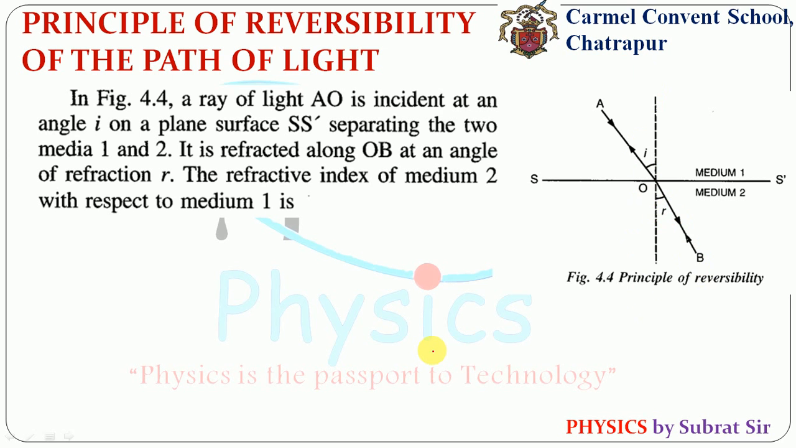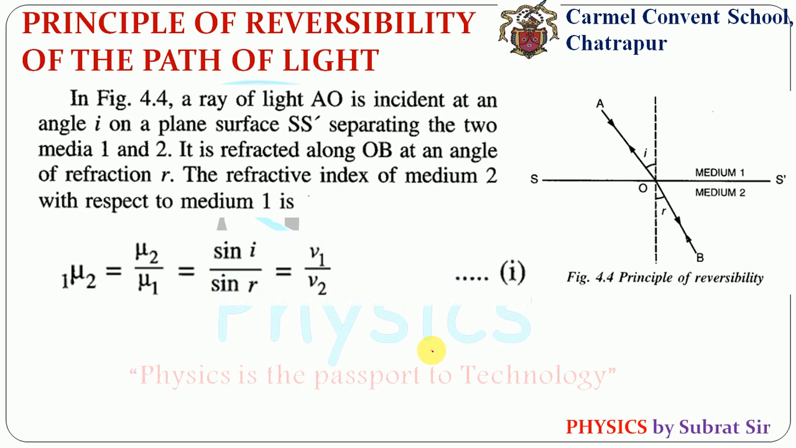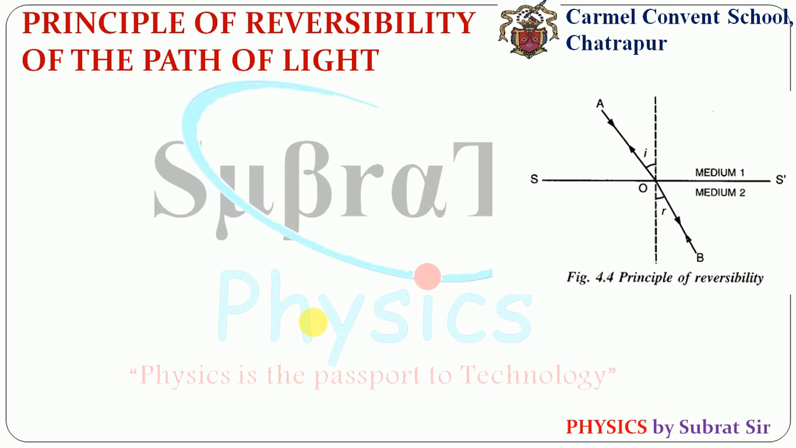So the refractive index of medium 2 with respect to medium 1 can be written like this: 1 mu 2 is equal to mu 2 by mu 1, which is equal to sin I by sin R, which is equal to V1 by V2. How we wrote this one, we already discussed in the previous video, part 2 video. Those who have doubt on that, just go through that video, part 2.